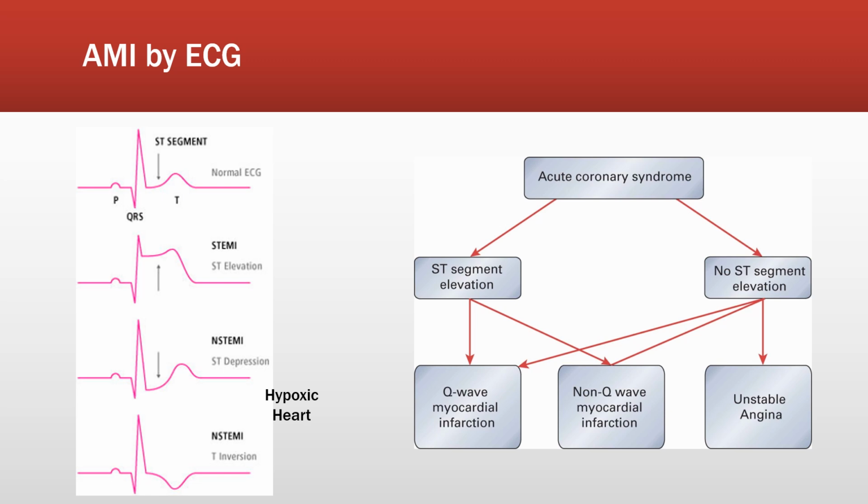Looking at this acute myocardial infarction by ECG, you've got your acute coronary syndromes. ST elevation can either be that Q wave MI, deep and wide, or the non-Q wave. The non-ST segment elevation can be a non-Q wave, either hypoxic heart, ST depression, or T wave inversion, or angina or unstable angina. And that's what we're looking at on 12-lead ECGs: ST elevation, ST depression, or T wave inversion. And look for that pathological Q wave.